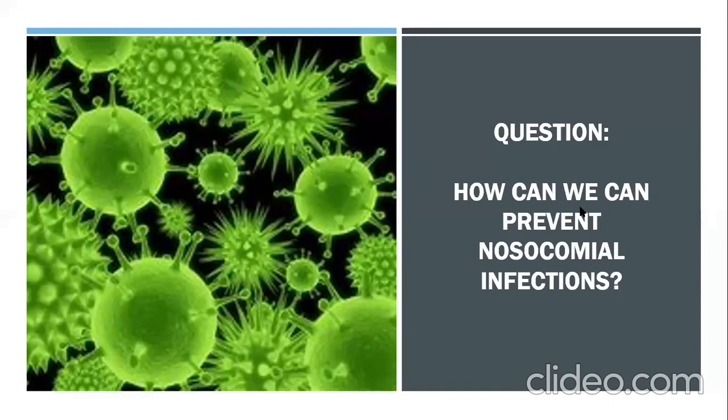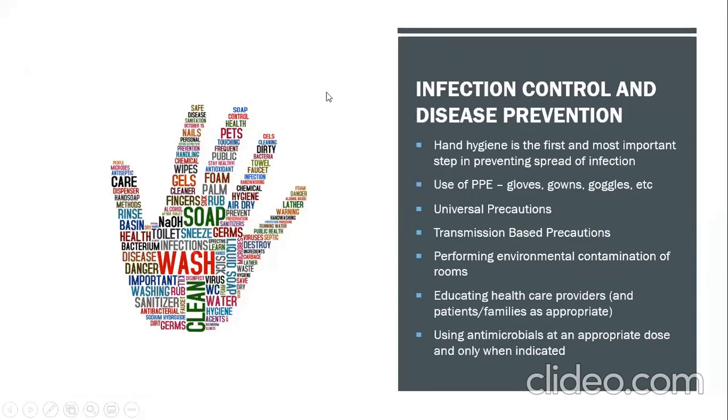Like some people do require a long-term Foley catheter, and that needs to be changed every 30 days or whatever. It needs to be changed regularly. Isolation, Jenny put. Isolation, transmission-based precautions. Exactly. Use of PPE. These are all the ways we as nurses can prevent nosocomial infections. So hand hygiene, like you guys said, use of PPE, whether it's a glove, a gown, a goggle, whatever. Universal precautions and transmission-based precautions. We'll talk about that in a second.